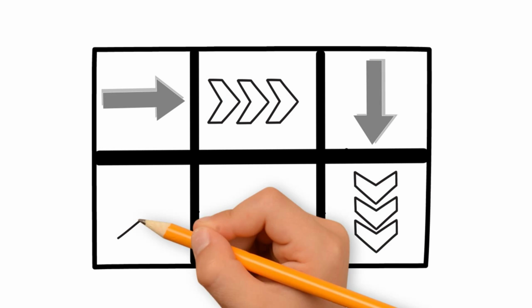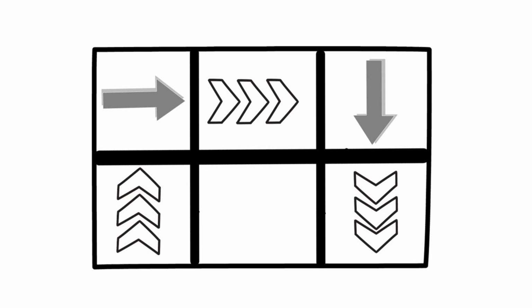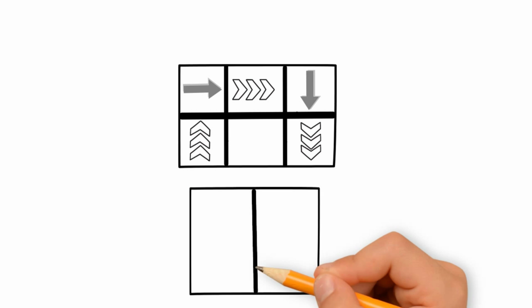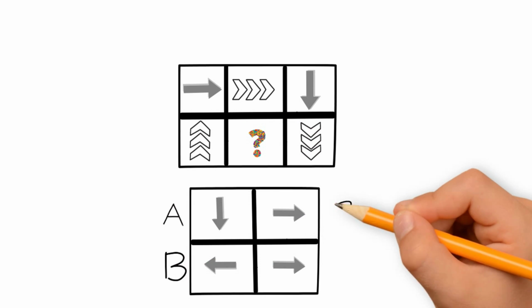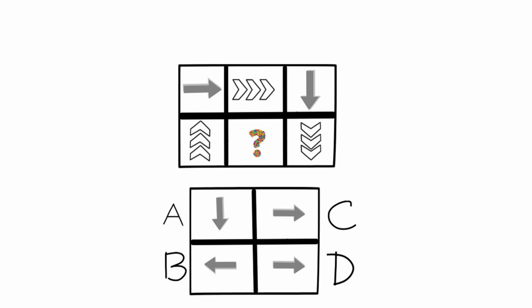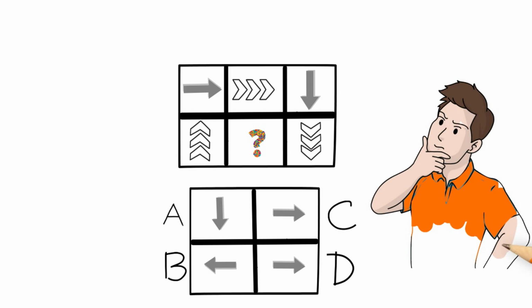There are 6 possible spaces in the 2x3 matrix. 5 shapes are present, and 1 shape is missing. You're presented with 4 different choices to identify the missing shape, which is highlighted by the question mark. You have choices A, B, C, and D. Give yourself 10 to 15 seconds to see if you can identify the right answer.